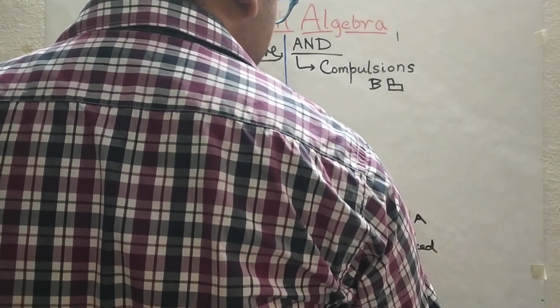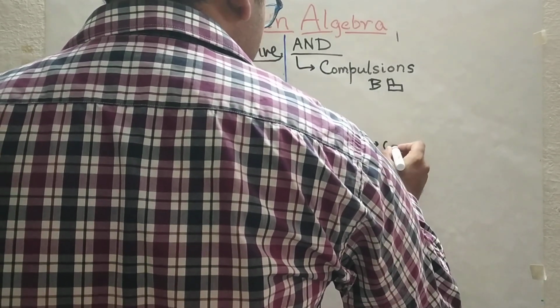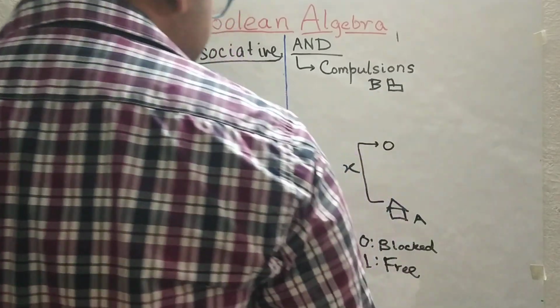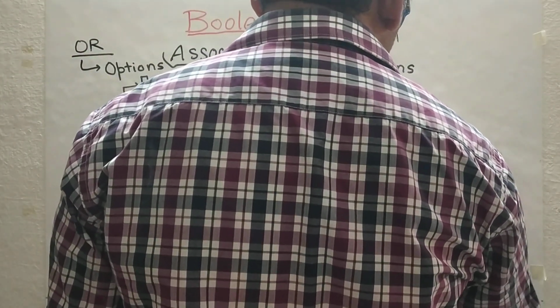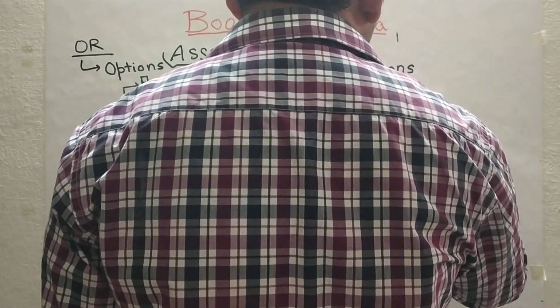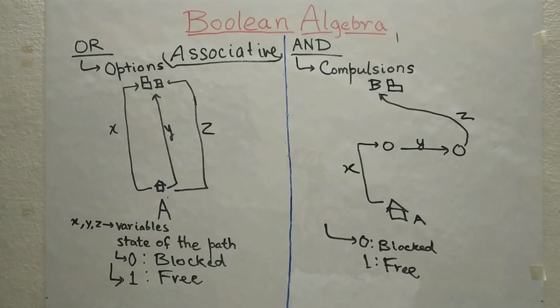So in AND, there is a path from this point to this point X. There is a path from this point to this point Y, and there is a path from this point to this point Z. So all the paths are compulsory in AND, and all the paths are optional in OR.